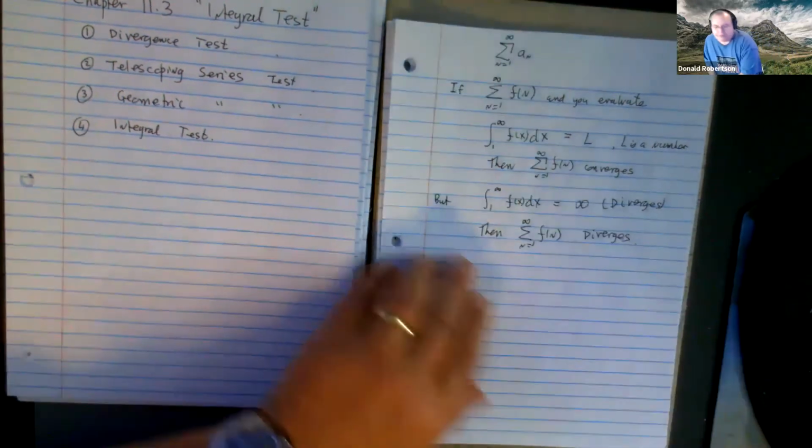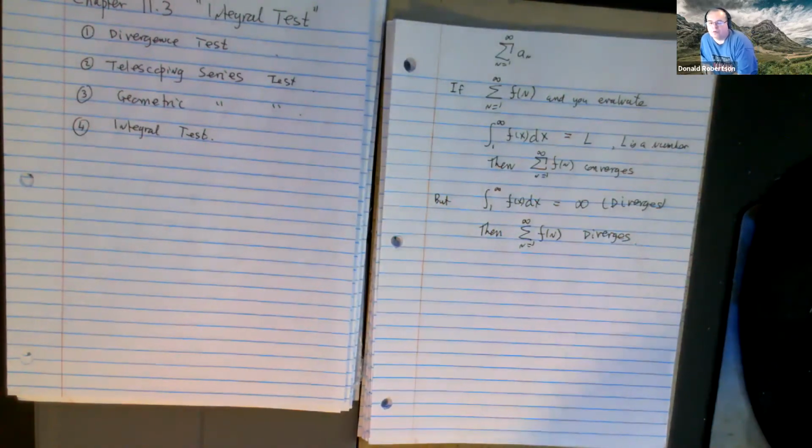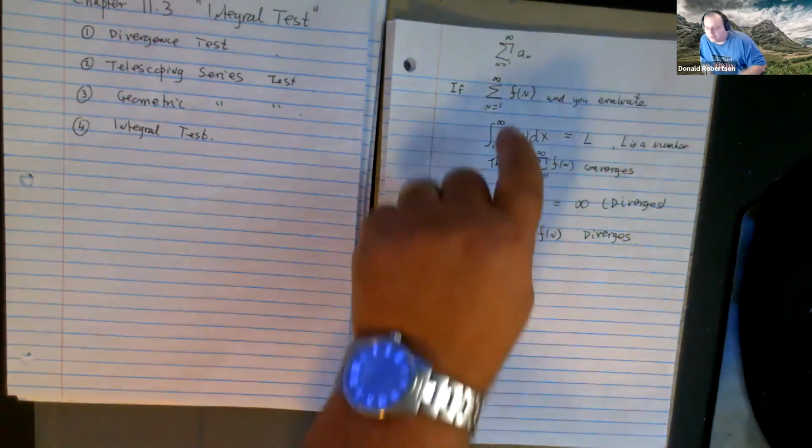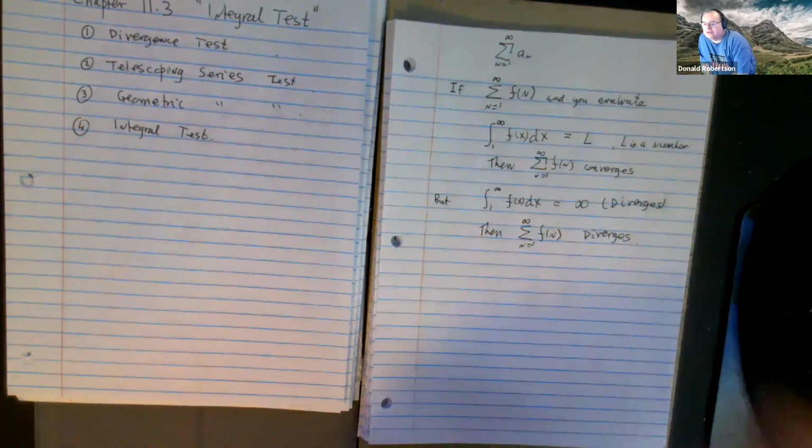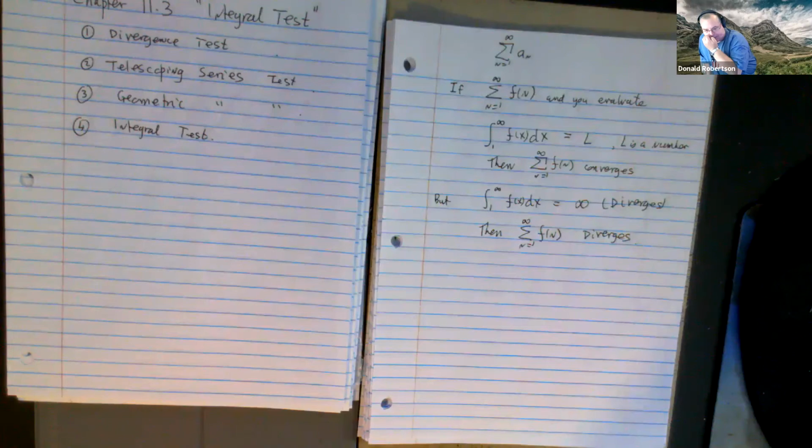So essentially what the integral test says is, if you want to find out whether a series converges or not, turn it into an improper integral. If the integral converges, your series converges. And if your integral diverges, your series will diverge.